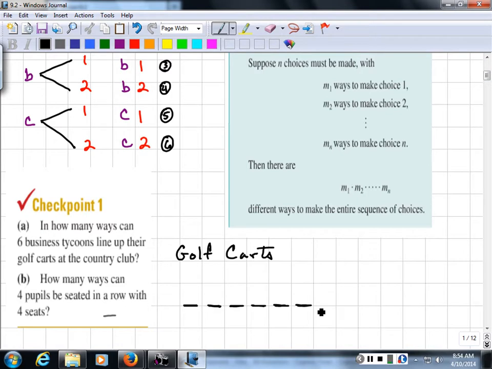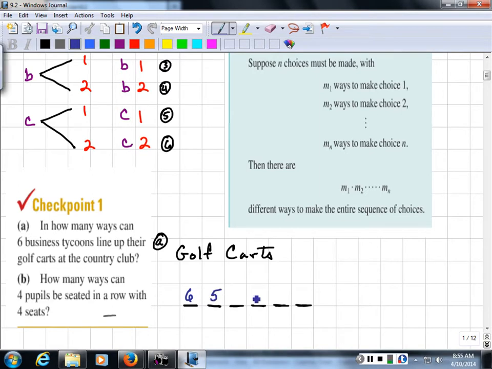We're done with the route thing. Now we're using the multiplication principle in other problems. So, how many different ways can they line up their golf carts? This is part A. Well, all 6 of them pull into the place to line up their carts, right? That means any one of 6 carts could go into the first spot. How many different carts do I have for the second spot? 5. Why? One of them's already parked. So that means I could put one of 5 carts here.